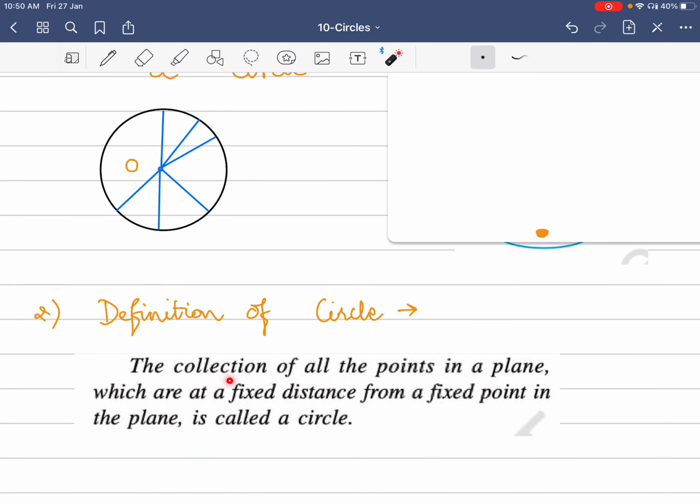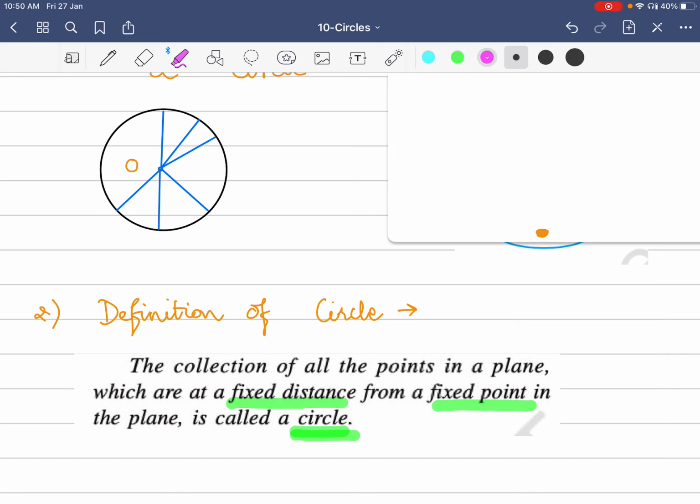Now, the collection of all the points in a plane which are at a fixed distance from a fixed point. So I'm going to highlight this. These are the key words: fixed distance from a fixed point. It's called a circle. So what is a circle? It's a collection of all the points.